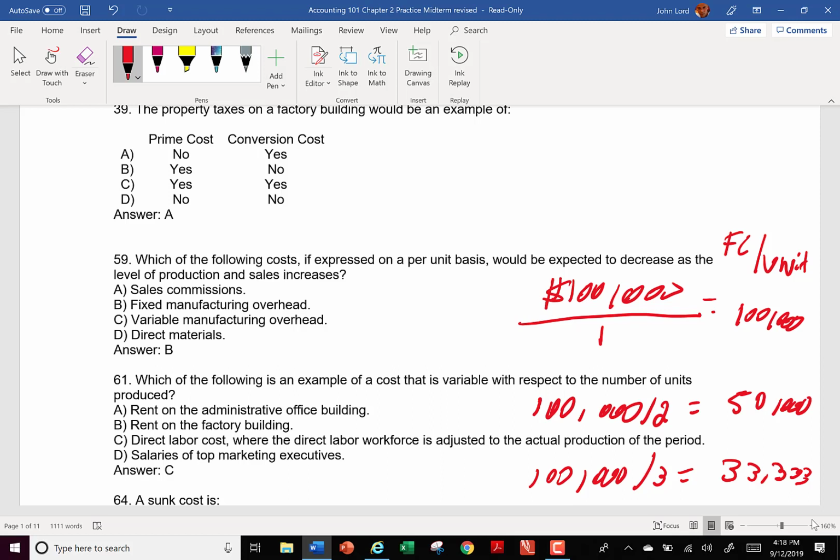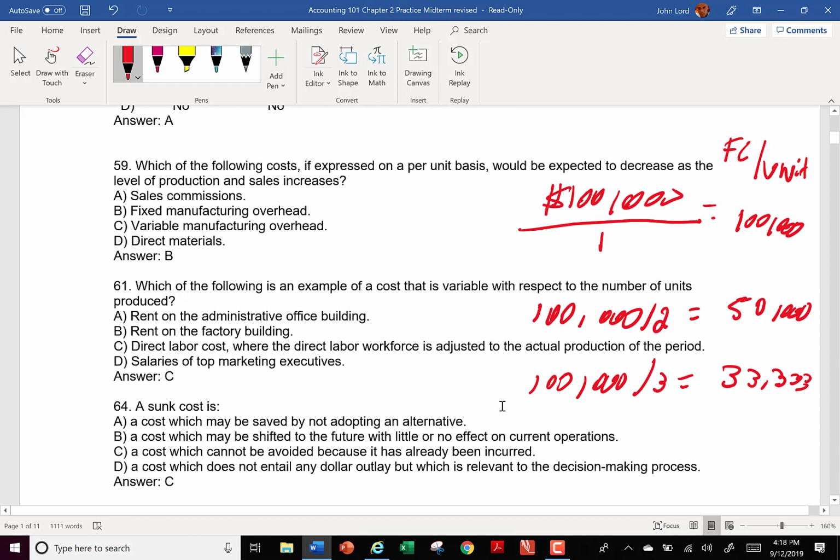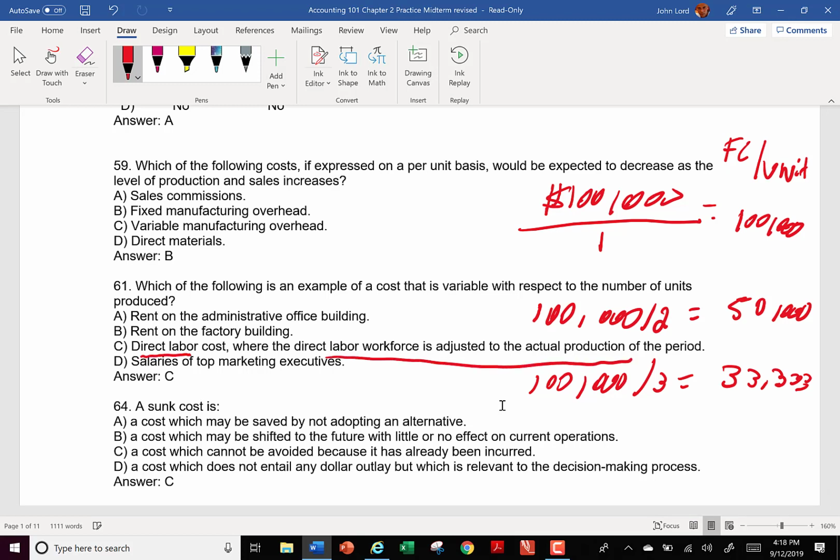So which of the following is an example of a cost that is variable with respect to the number of units produced? And again, that's going to be our direct labor. Direct labor is a variable cost, isn't it? So on a per unit basis, if we're paying $10 per hour, our labor cost would stay the same, right? On a per unit basis.